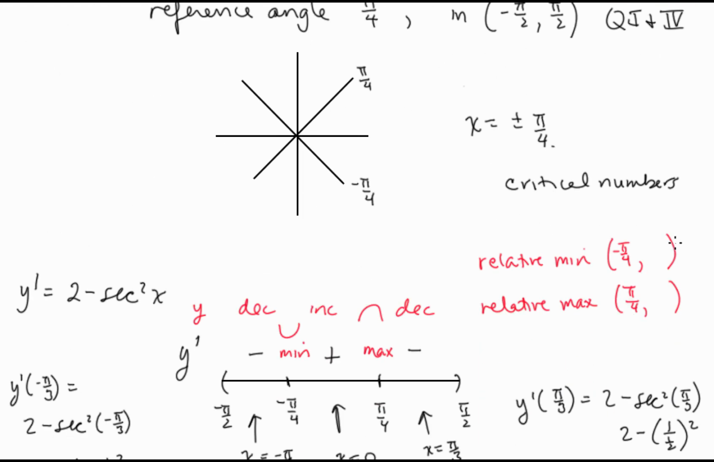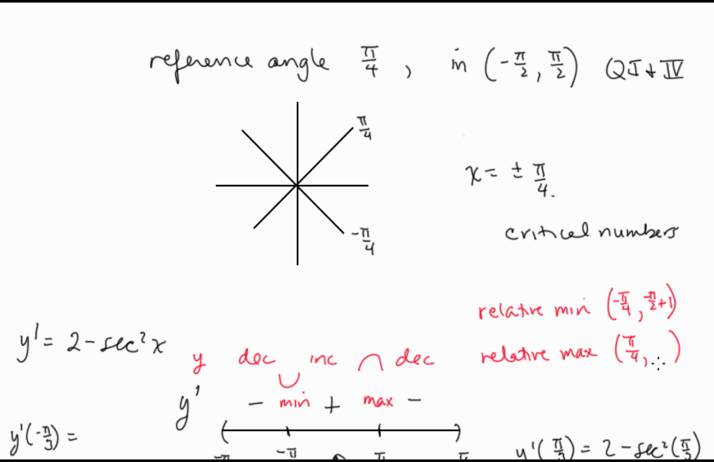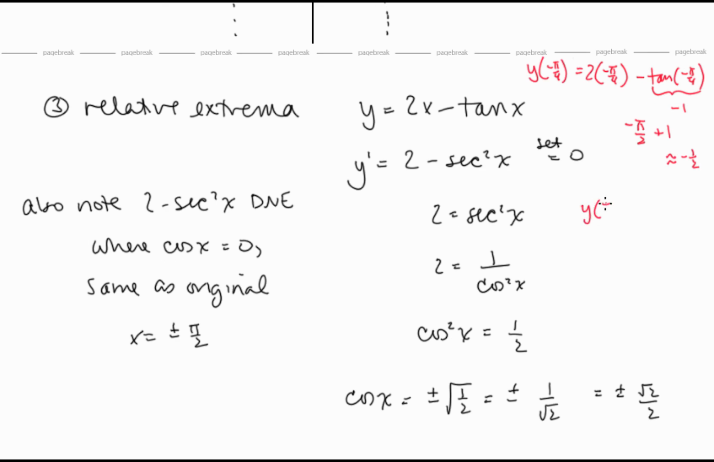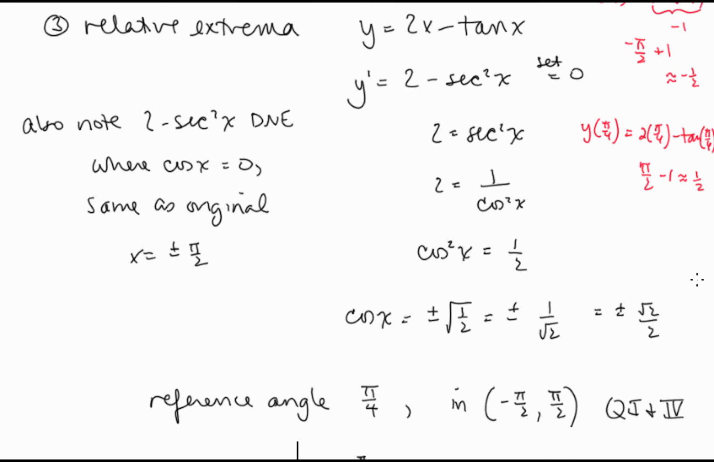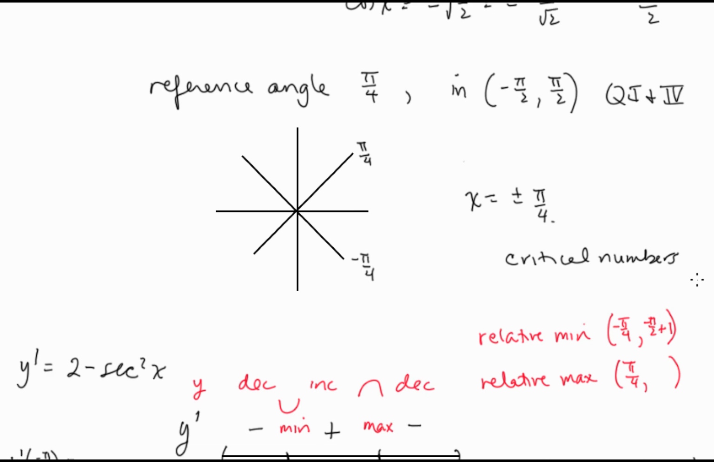So let me go back down here. This is negative pi over 2 plus 1. Now let's take a look at positive pi over 4. y of pi over 4 is equal to 2 times pi over 4 minus tan of pi over 4. So that's pi over 2 minus 1. So this is now about 3 halves minus 1, approximately positive 1/2. And so I'm going to put pi over 2 minus 1 as the y coordinate here.